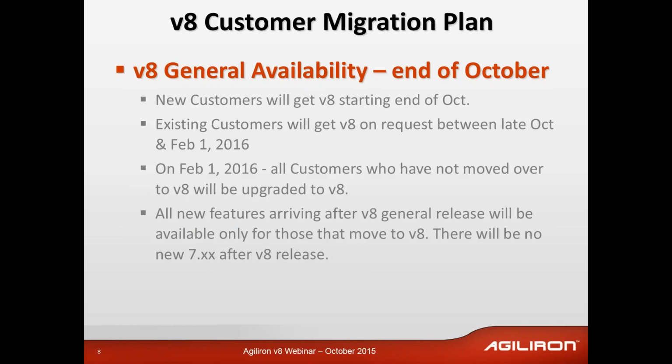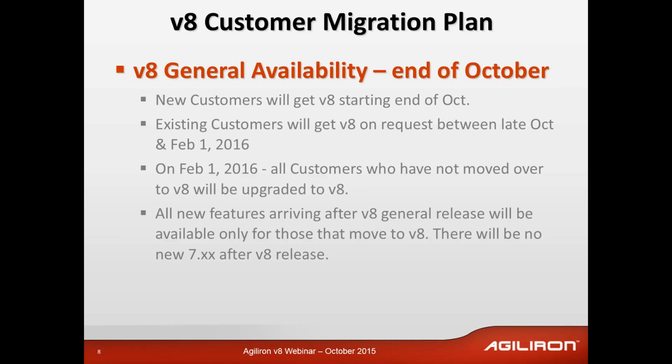Okay. So as far as the V8 process, Stan already talked about this a little bit. New customers will go on to V8 starting end of October. So whether that's a trial or whether they sign up as a new customer, they will get V8 automatically. Existing customers will have a window between end of October and February 1st, where they will get V8 only if they request it. They need to email us at support@agiliron.com and request that change.